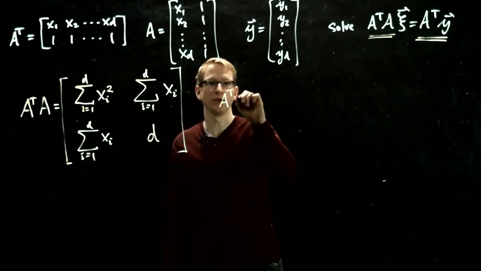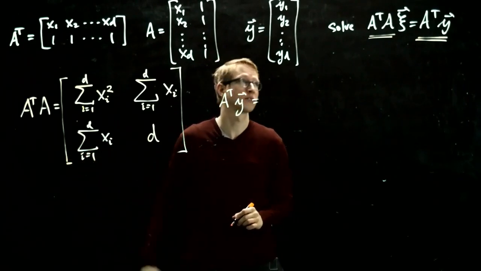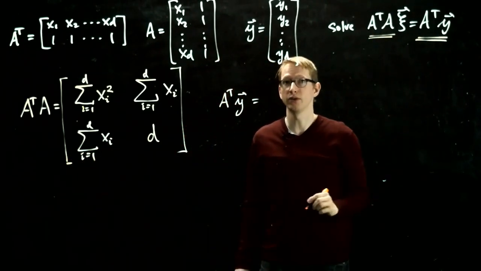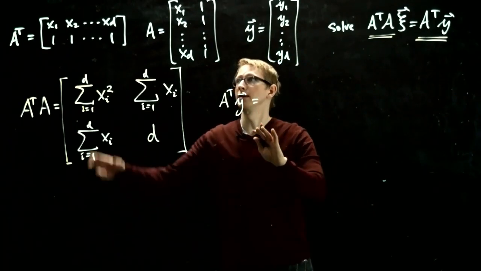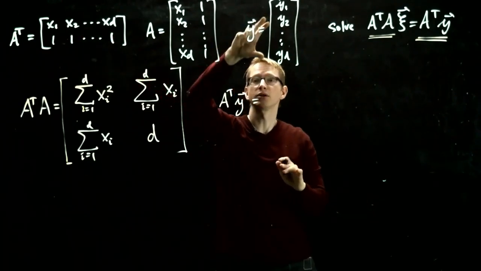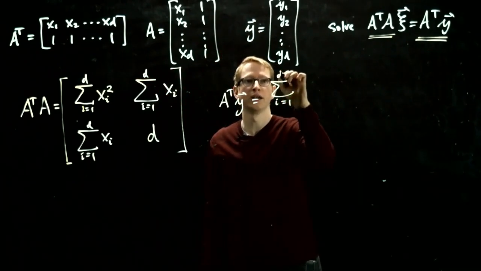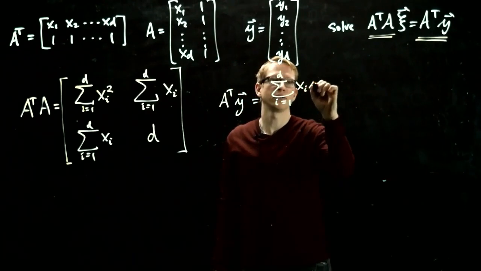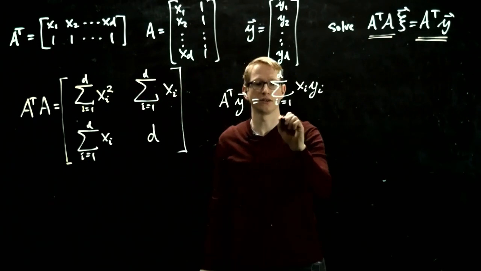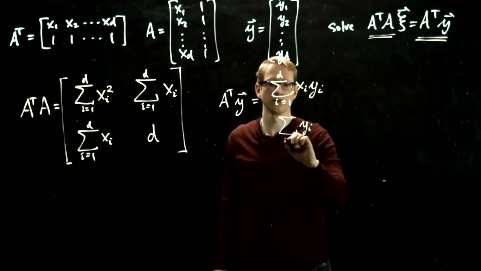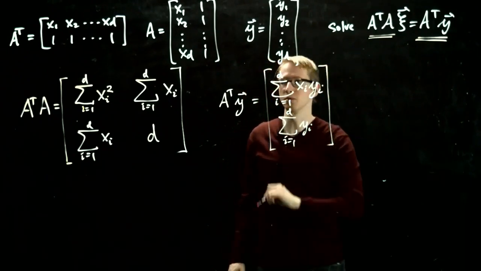And A transpose y equals, first of all, notice that it's just a 2 by 2 matrix. So we're going to be solving a rather simple system. It's just a 2 by 2. So A transpose y is now take the values of x, multiply them with the values of y. It's the sum i equals 1 to d, xi with yi this time. And then it's the second row with this, and that's just the sum of the y's. And it's our vector with two components here.